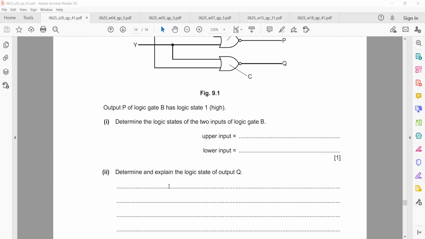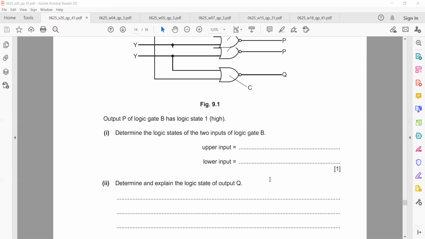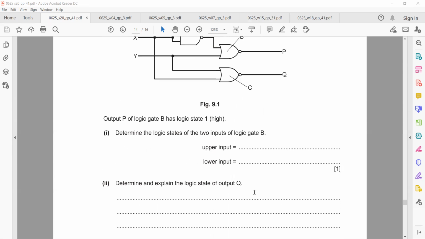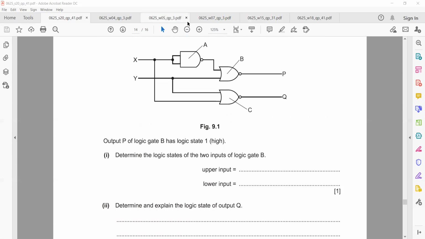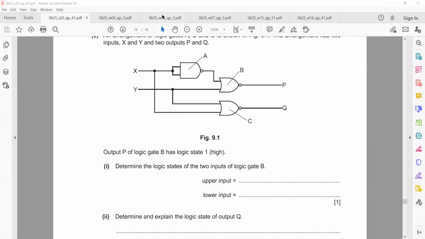In the next part, state and explain the logic state of output Q. So, the logic state of output Q. It's up to you, you have to just complete this.